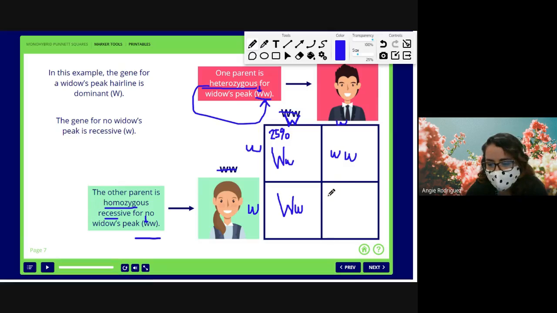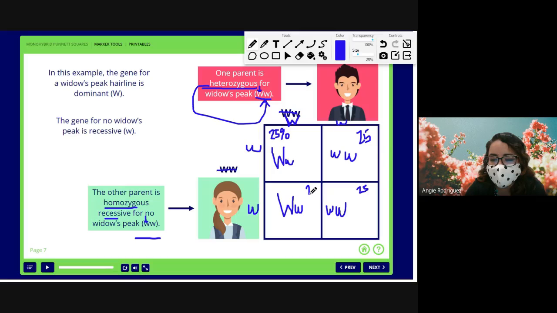Okay? What about this last one right here? What are we going to write down here for this one? So we're going to get dad's little w and put it down here. And then mom's little w and put it right here. Right? And remember, each one is worth 25%.